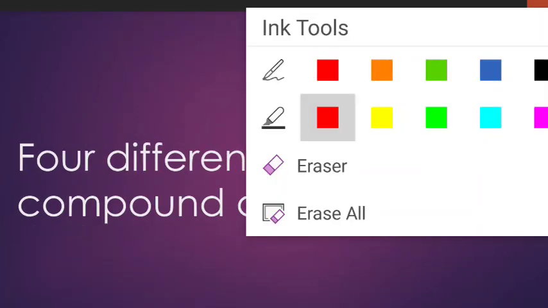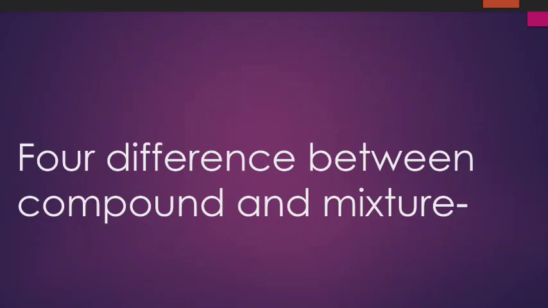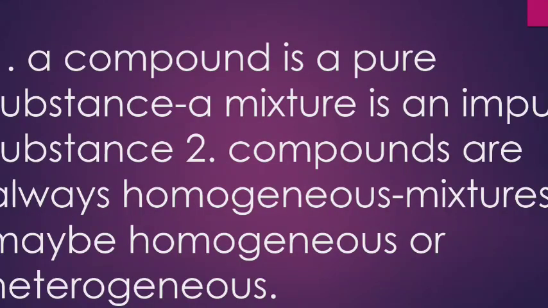Next, 4 differences between compound and mixture. Many differences are given in the book. So I have taken 4 easy ones here. I know if you learn the easy ones you will give the perfect answer, and you will find it very easy to learn also. So the first one is: a compound is a pure substance, but what about the mixture? A mixture is an impure substance. Second difference, compounds are always homogeneous and mixtures may be homogeneous or heterogeneous.